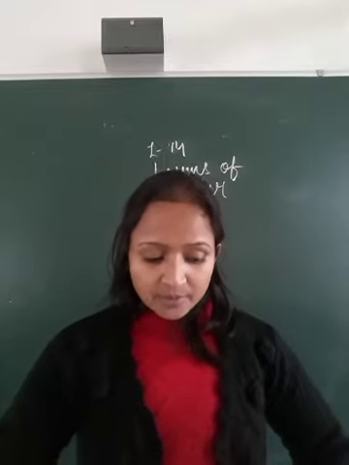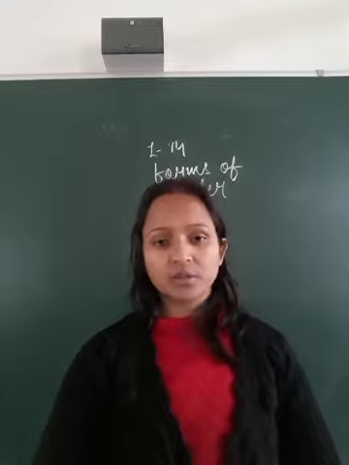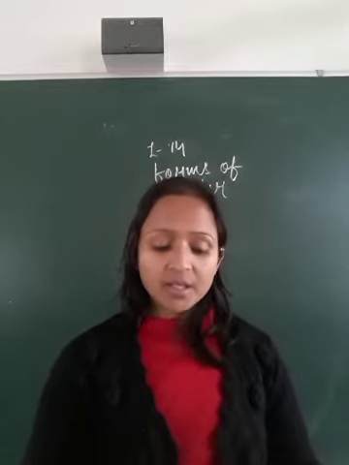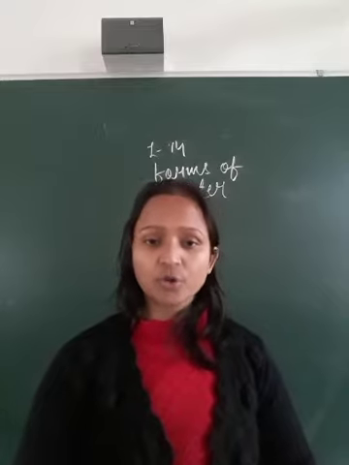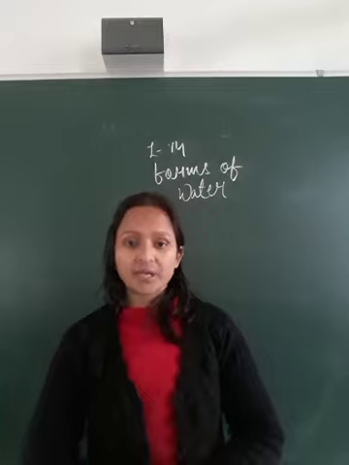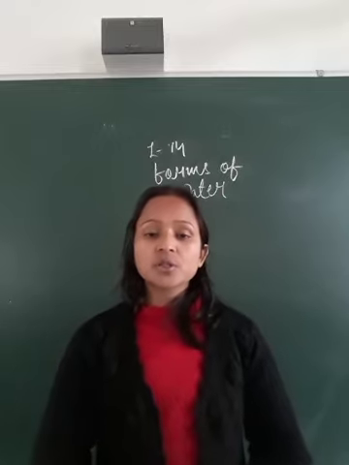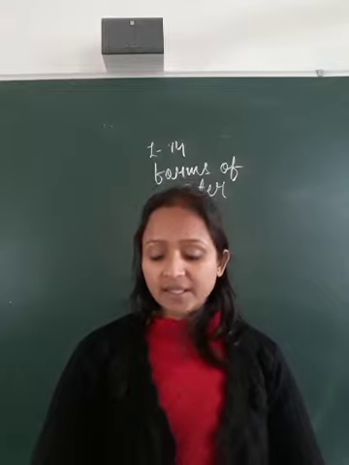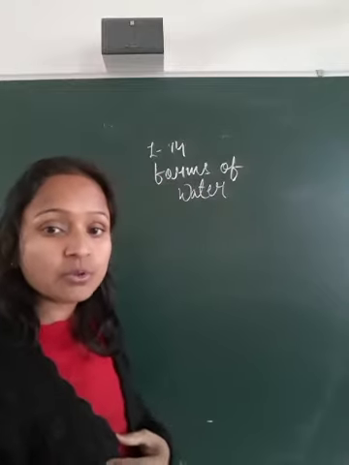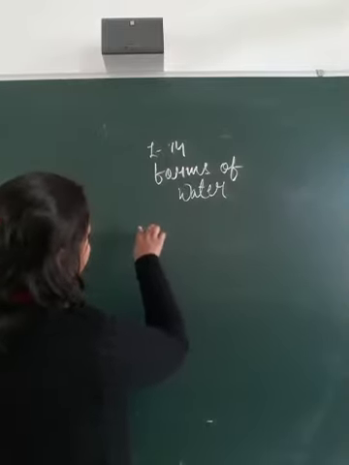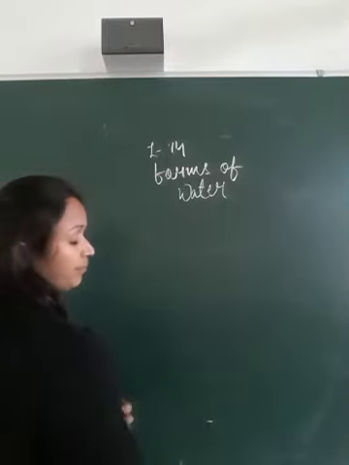We know that rain is a main source of water, but where does the rain come from? So I told you we will discuss the water cycle. In the water cycle process, there are three processes. The first one is the evaporation process, the second one is the condensation process, and the third one is the precipitation process.